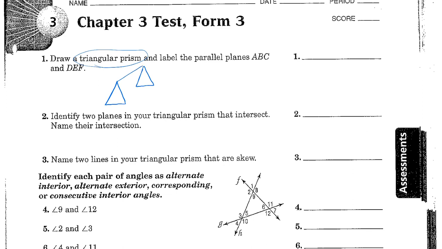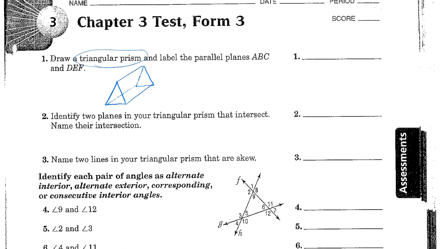And then we just connect all the corresponding vertices. And then we just use dashed lines to say what's in the back. So I'm going to use dashed lines to say this one back here is dashed, and this one is dashed, and this one is dashed.